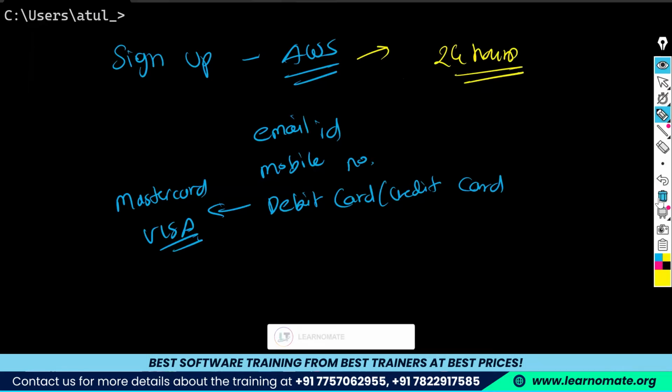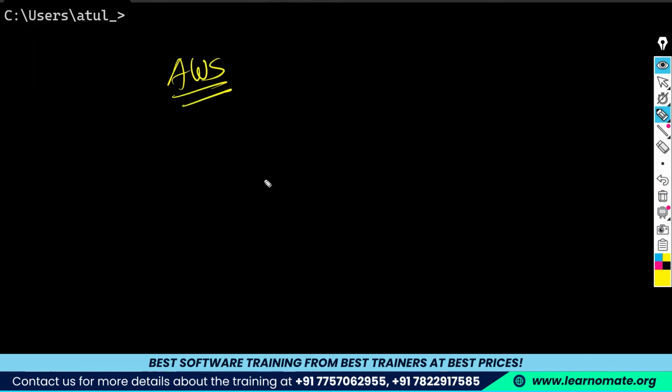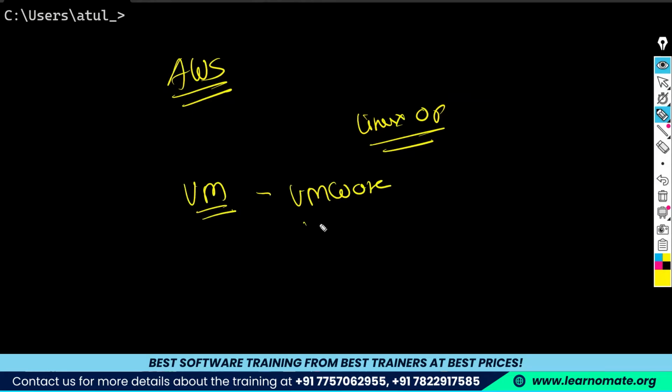So I'm just showing you how the console looks when you are using AWS services. Now, why are we using AWS services? Because suppose I need to show some demonstration on a Linux OS, or you want to practice on a Linux OS. What will be the scenario on an infrastructure level? You need to have a virtual machine in that case. So you will use VMware or VirtualBox, right?